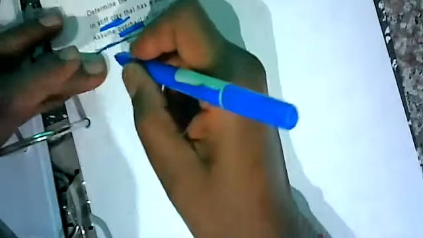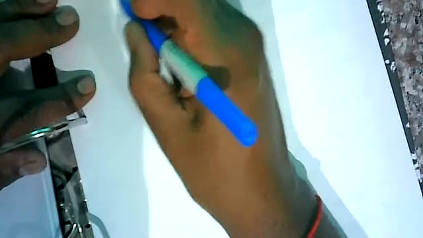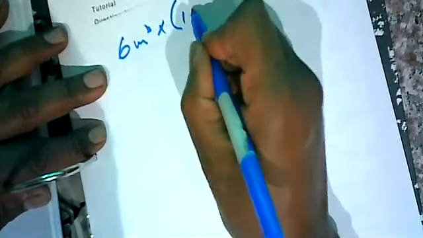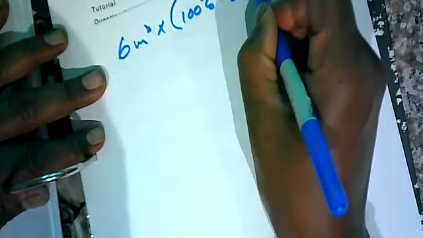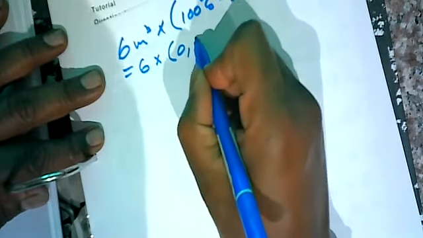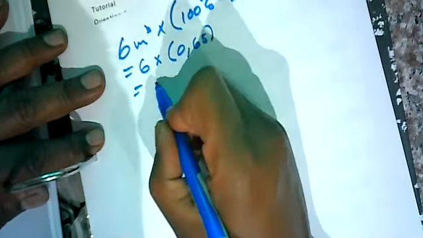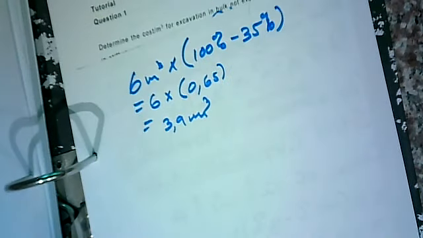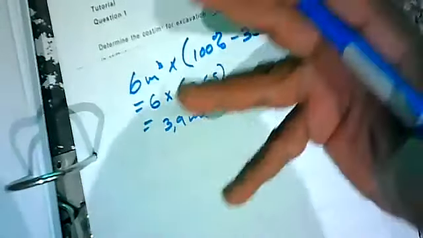All right, so let's put that into the calculation. We said in the question we've got a 6 cubic meter truck. So 6 meter cube times 100% minus 35%. What do you got? Do the calculator. Right, 6 times 0.65, and you're left with 3.9 meter cubed. That's all that exists in that truck due to a 35% bulking factor.